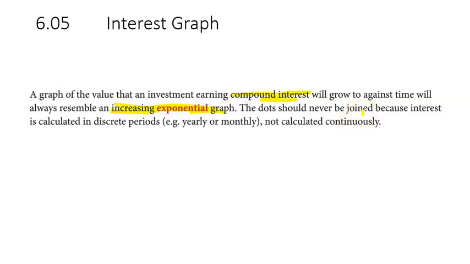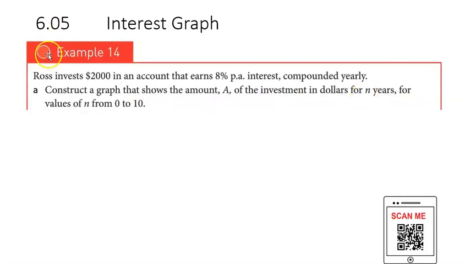So let's look at the question. Rose invests 2000 in an account that earned 8% per annum interest compounded yearly. Construct a graph that shows the amount A of the investment in dollars for n years, for values of n from 0 to 10. As I mentioned previously, please change this n to t. I don't want you to confuse the compounding period with this n value. So when I want to construct a graph to show the total amount, of course I need to find out the equation first. What's the equation to find the compound interest?